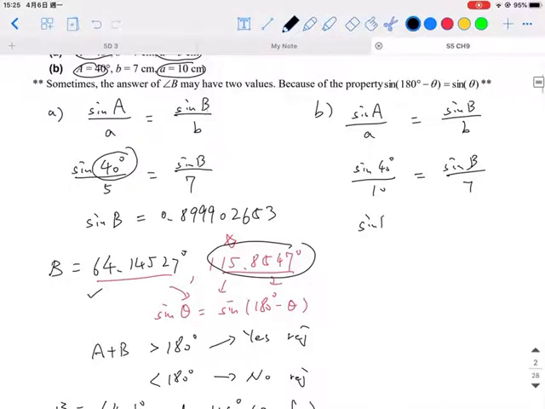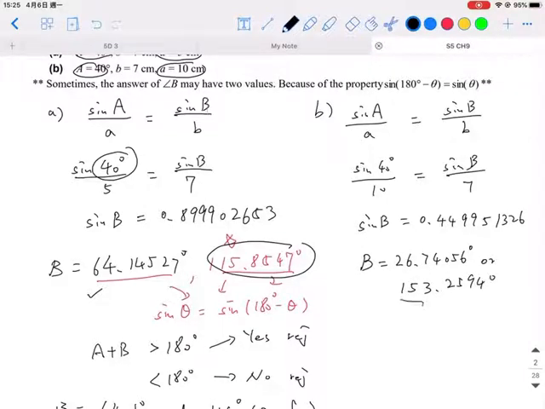Okay, after that I can find sine B is equal to 0.44995 something, this value. And then you can get B is equal to 26.74 something. And another value is 153 degrees. Okay, so do we need to reject this one? Try to think about it.